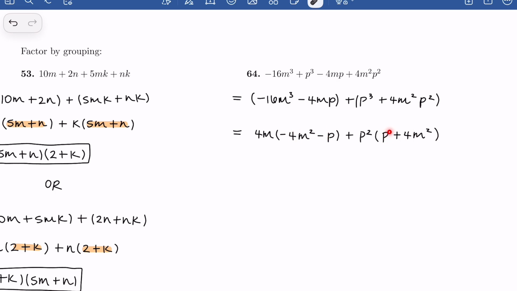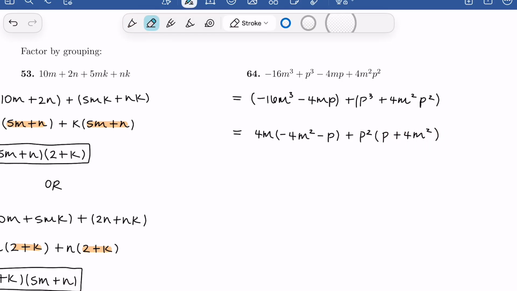But notice we actually don't have a common factor. We have a minus 4m squared and a minus p, and this guy is essentially the same thing, just with opposite signs. So this tells me what I can do is factor out a negative from this entire thing, and I would end up with this. So that's what I'm going to do here.